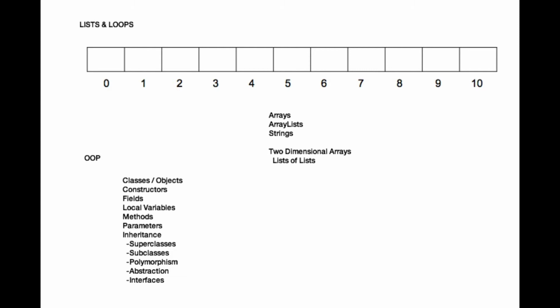Okay, a few other things about lists, right? They always start with 0. Arrays, array lists, strings, they always start with 0. Don't forget that. You know that, right?